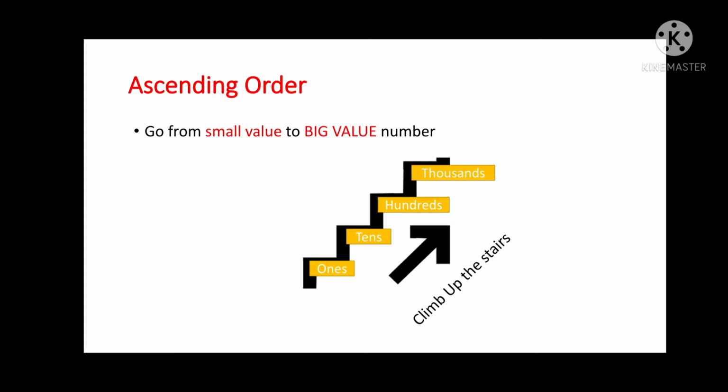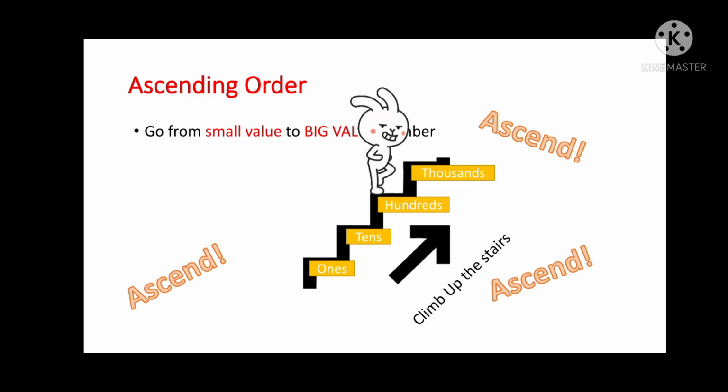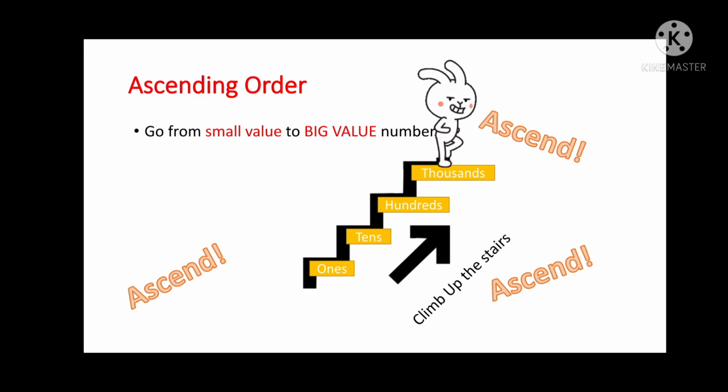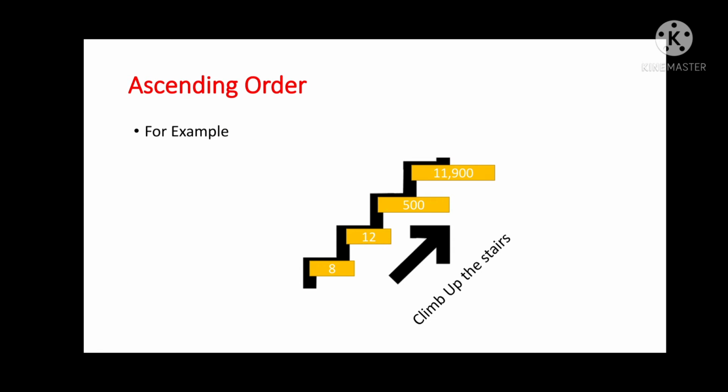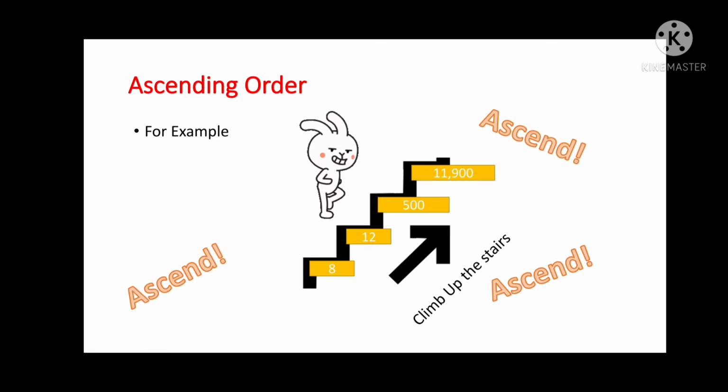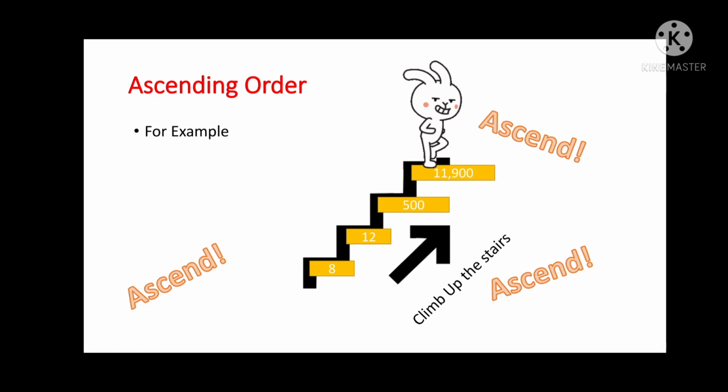We can also go from small value to big value number, like in place value terms, from ones, tens, hundreds to thousands. Hey bunny, ascend, ascend. So ascending order means going from small value to the big value number. One example: you see ones, tens, hundreds, and thousands. Hey bunny, ascend.